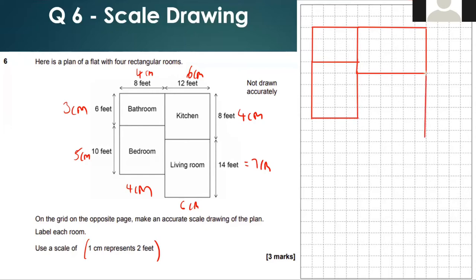1, 2, 3, 4, 5, 6, 7. So it goes down to there. Obviously, I know that my line has to go all the way to 6. That's 1, 2, 3, 4, 5, 6, like that. And then obviously that line there goes 1, 2, 3, like that.